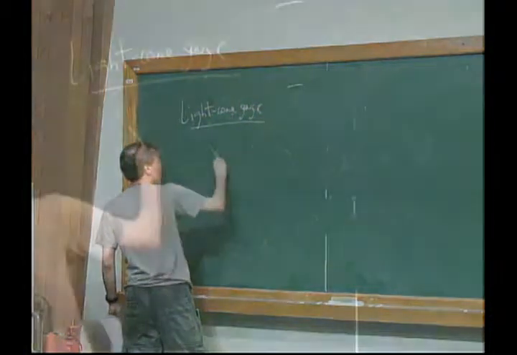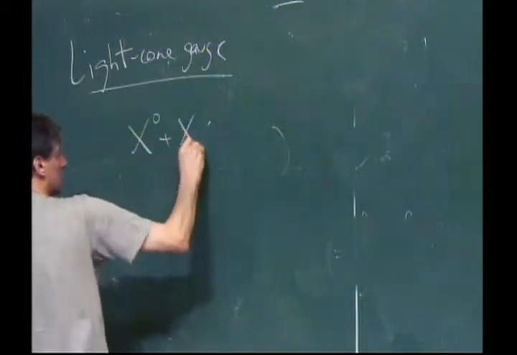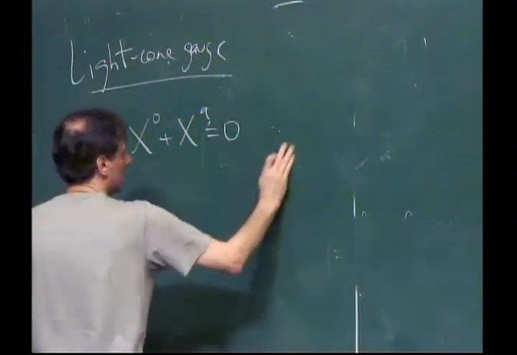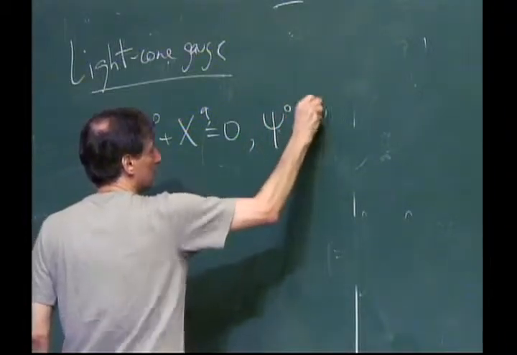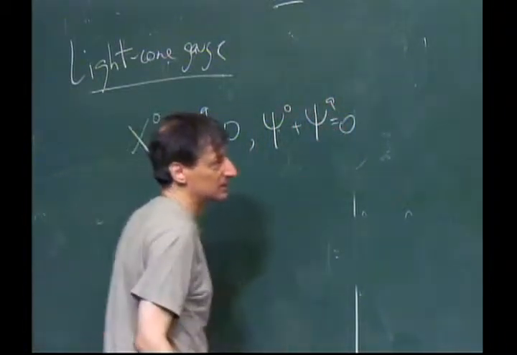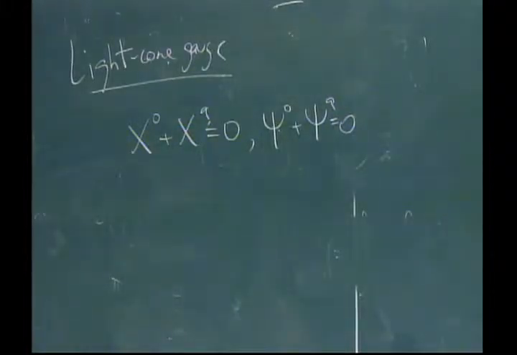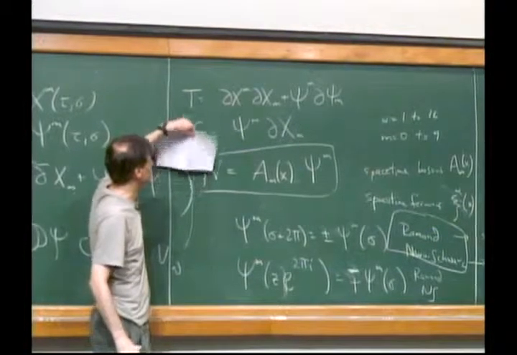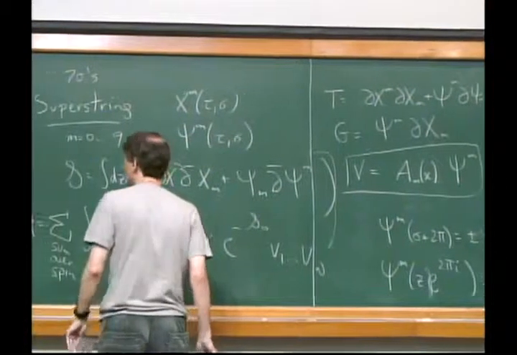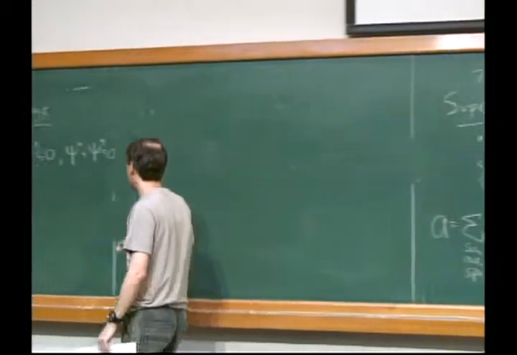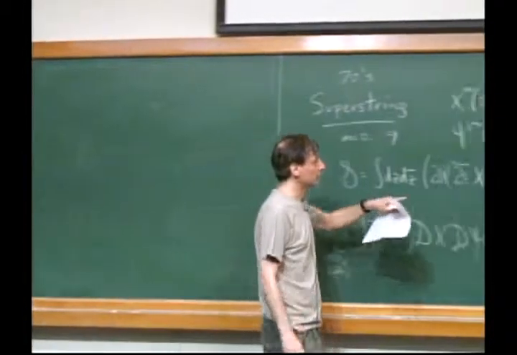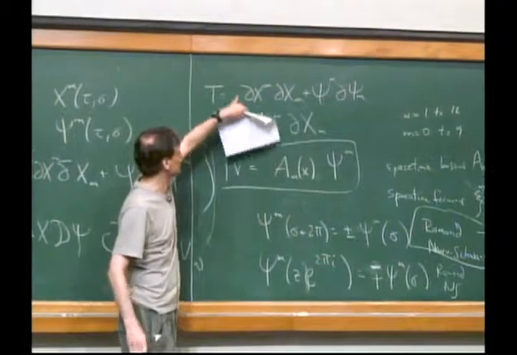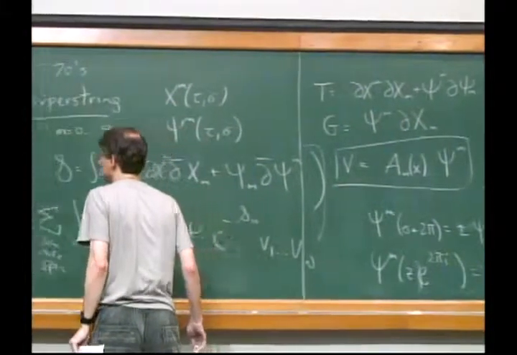And the idea is you gauge fix one component of x and one component of psi to be 0. So you have these bosonic and fermionic world sheet symmetry, and use this superconformal invariance to gauge one of the components of x and one of the components of psi to 0. And another component of x and psi are fixed because of these constraints.